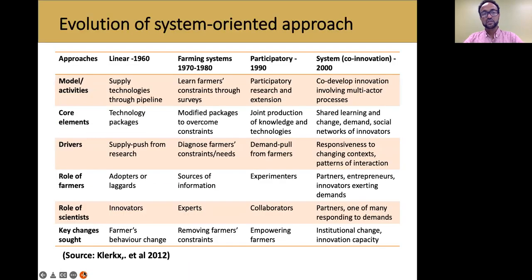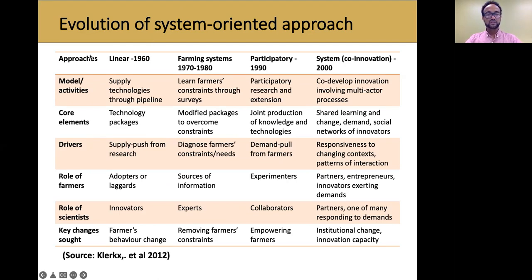So I'm going to take you through some approaches that have been developed so far in agricultural innovation. To increase the adoption of new practices, different approaches have been used in the past and are also currently being promoted as the best approach. If we go back to the 1960s, it's a linear approach that was developed. It's a supply of technology from researchers to farmers.